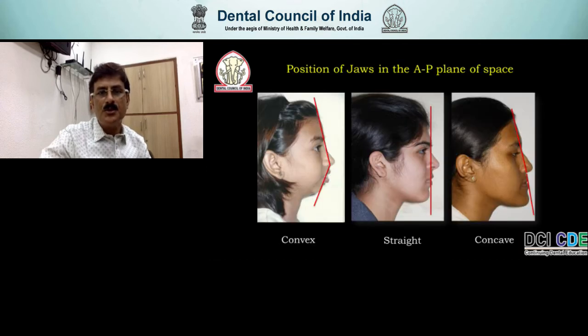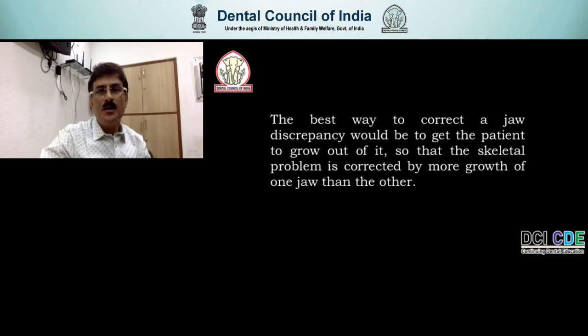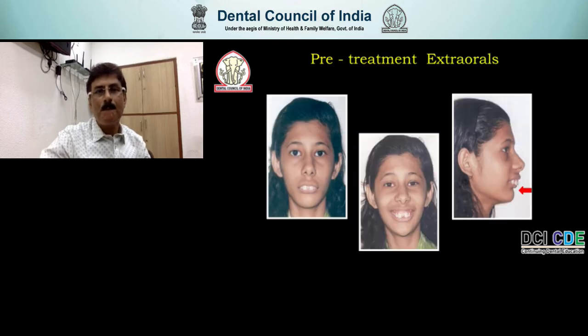So that's the position of the jaws: convex, straight, and concave profile. So class 1, ortho, and then class 3. The best way to correct a jaw discrepancy is to let it grow. Let the patient grow out of it. I show you another situation which clarifies how this profile analysis is important.